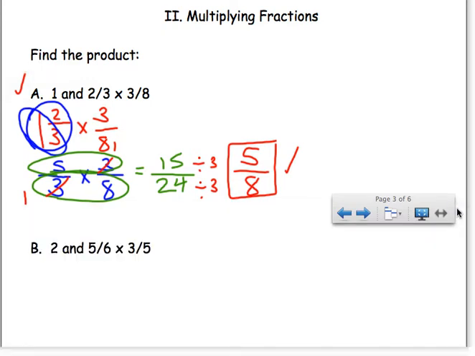Okay, I'd like you to try now. Stop the video here and multiply 2 and 5/6 times 3/5. Once you've tried it yourself, go ahead and press play to check the answer.